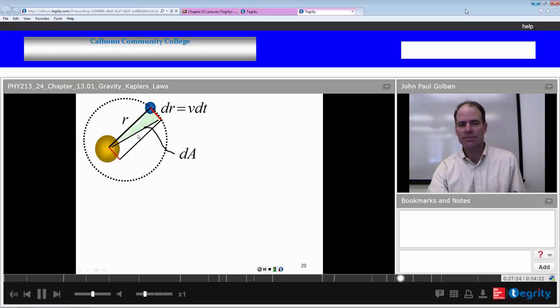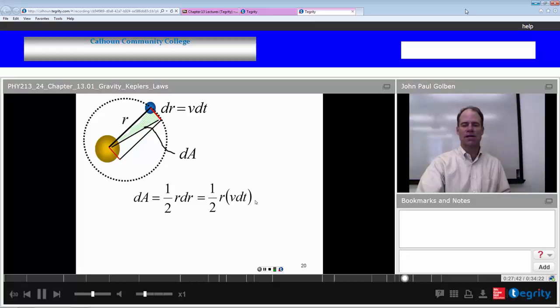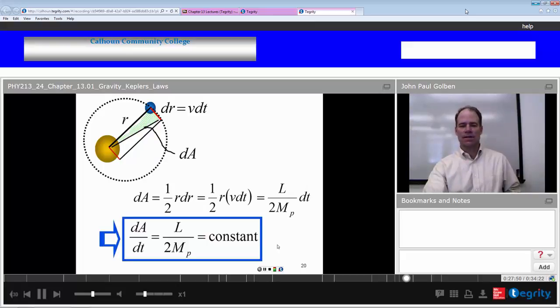If I were to look at this area, this triangle here, which has one side equal to the radius, the other side equal to its change in displacement, dr, which is the velocity times change in time, I would say that the area is 1/2 the base times the height, 1/2 r times dr, or 1/2 r times velocity times change in time. I could put the dt on the other side, and I would have that the change in area with respect to time is equal to the angular momentum divided by 2 times the mass of the planet. Angular momentum is constant, mass of the planet is constant, so this means that the change in area per time is equal to a constant. And that's how Newton proved Kepler's second law.